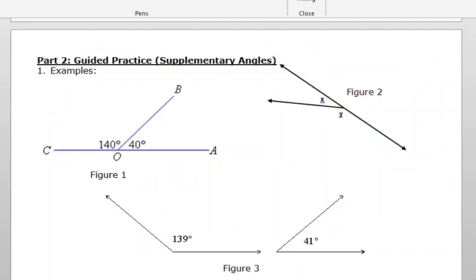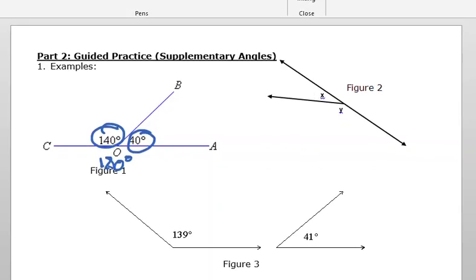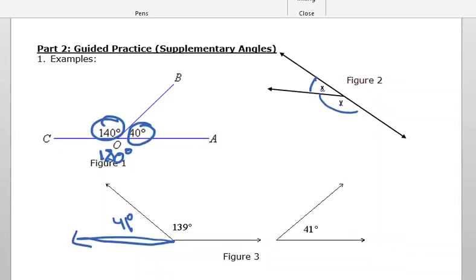And so if we move down to this guided practice, we have some examples of supplementary angles. So I have this 140-degree angle together with my 40-degree angle, which gives me this 180 degrees. If I were to add x plus y here, this would give me my straight line, which is 180 degrees. I have this 139 plus 41. If I were to take this 41-degree angle and sort of transpose it to being over here, that would give me my supplementary angle.